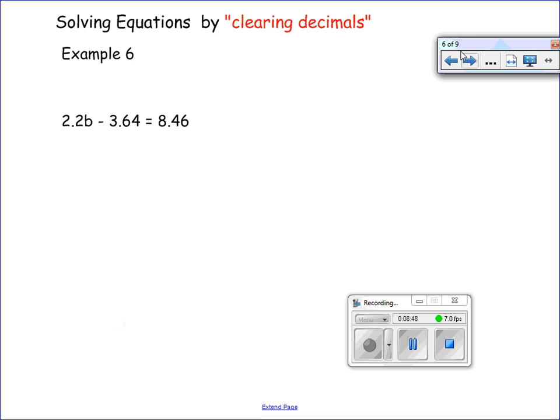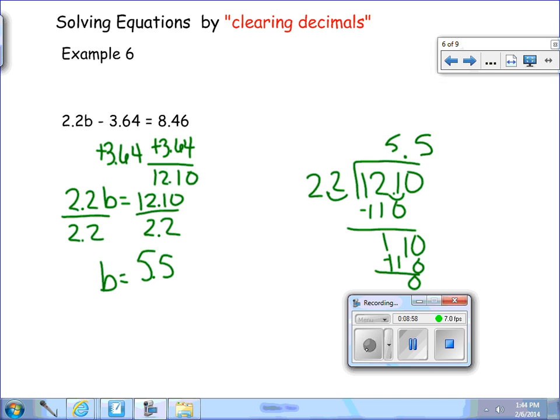Clearing decimals, again, another example. So I'll pause this. We'll work it out and come back and check to see what b equals in solving the equations by clearing the decimals. Again, checking, we're adding 3 6400ths to each side for the inverse operation, and we're dividing each side by 2 and 2/10 b. Final answer is b is equal to 5 and 5/10.